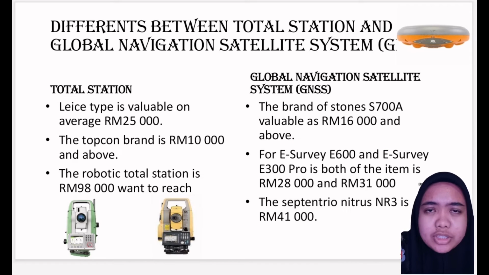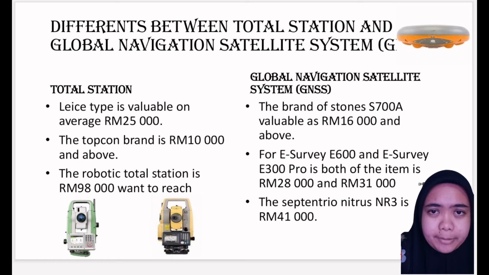Difference costing between total station and Global Navigation Satellite System known as GNSS. There are some different types and brands of total station and GNSS. The price depends on the brand and type of the item. For total station, the Leica type is valued on average at 25,000 ringgit. For the Topcon brand it is 10,000 ringgit Malaysia and the robotic total station is 100,000 ringgit Malaysia.